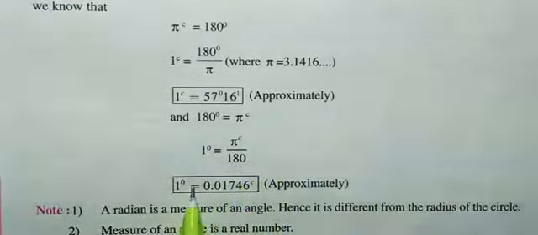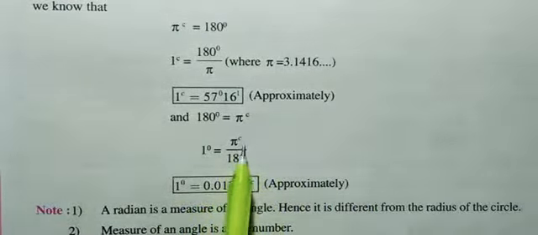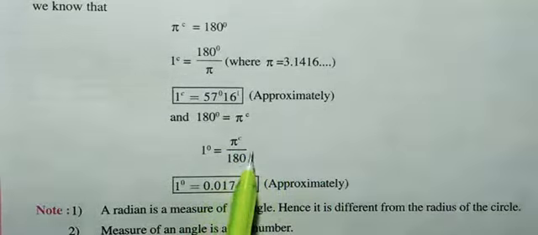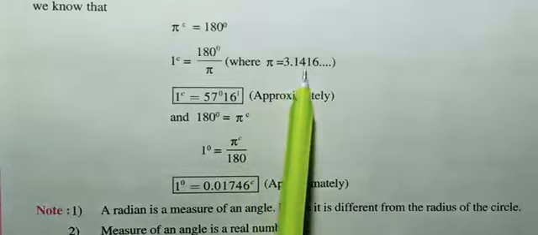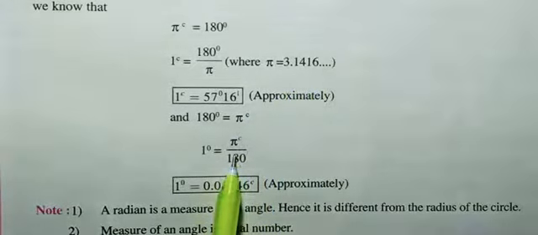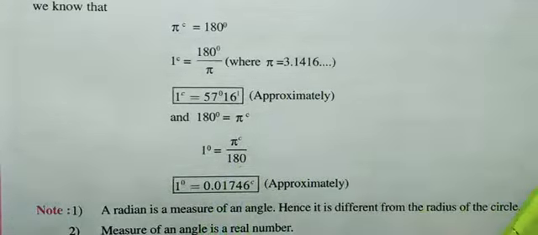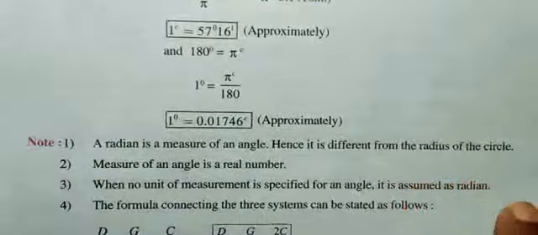Now 1 degree is equal to pi radian by 180. Now what is the value of pi? This is the value of pi. So pi divided by 180, we can get this value. Understood that? So now here some notes are given.